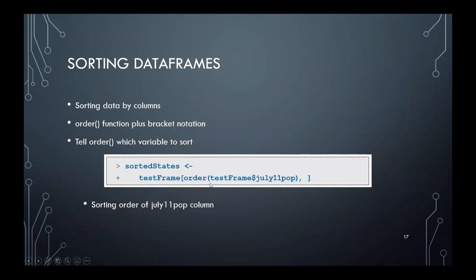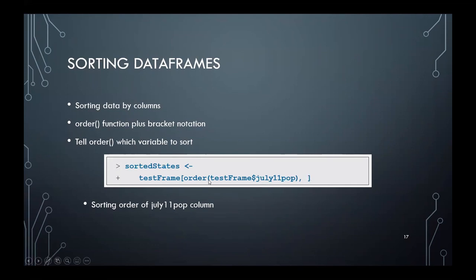Okay, so this order function is going to return a list of row indices. That's going to give me row indices, and that's why it's before the comma. We want all the columns, okay, that's in the square brackets.